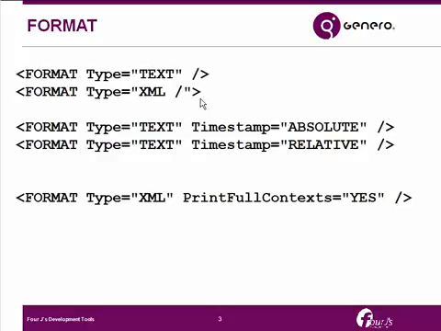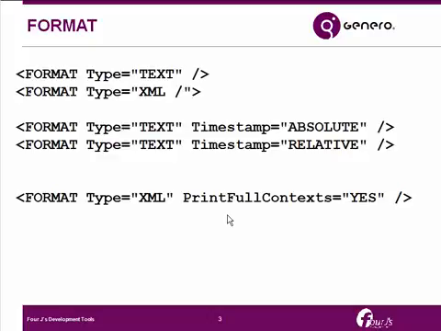You can also set two optional attributes. The timestamp attribute specifies what timestamp is used when recording log messages to the log file. Absolute says to use the server time, while relative says to use the time or duration since the server was started. The print full context specifies whether to log events immediately as they occur, the default of no, or when the complete information is available for the log file.